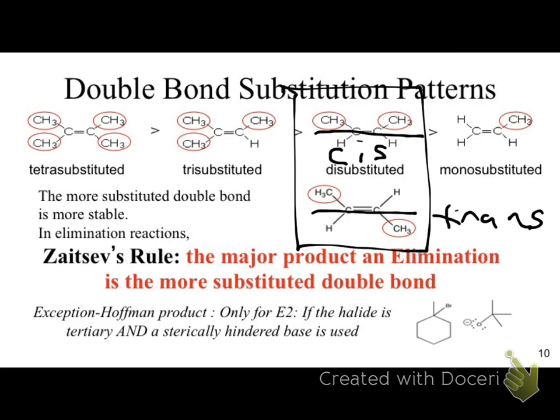What does Zaytsev's rule say? Says... That's why we don't like the Russians. We can't talk after we say their names. Dang it, I did it again.